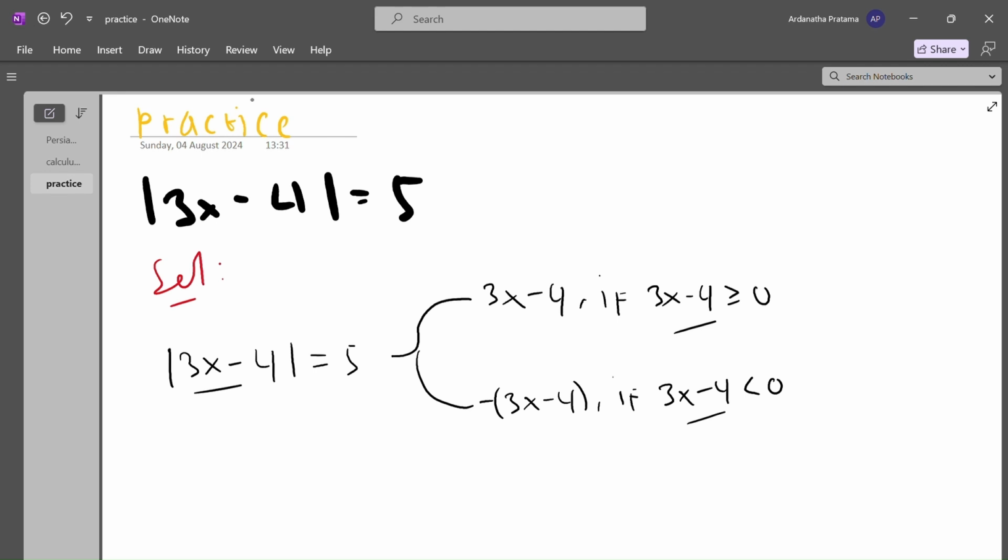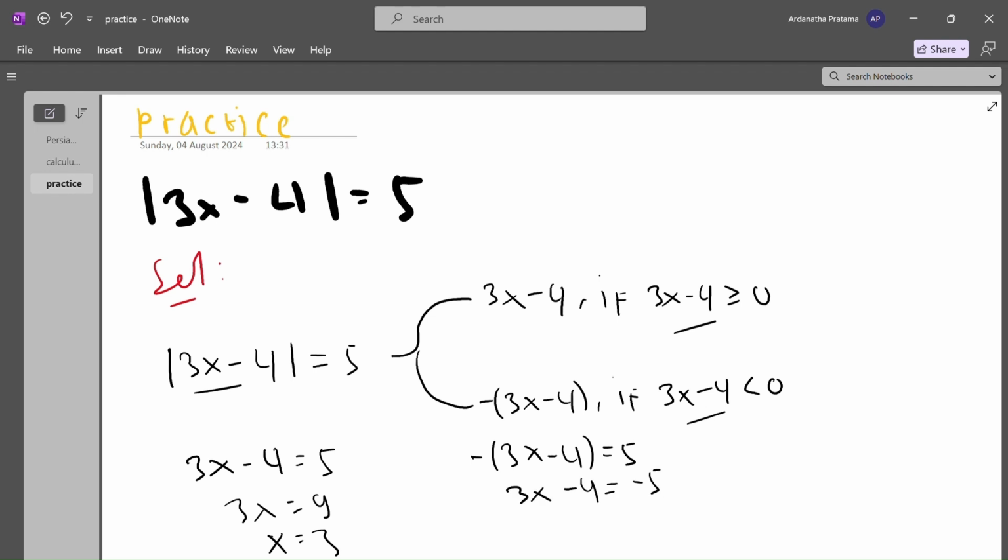So I will go to the first possibility. 3x minus 4 equals 5, and 3x equals 9, so x equals 3. For the second possibility, 3x minus 4 equals minus 5, so 3x equals minus 1, so x equals minus 1 over 3. So the solution is x equals 3, or x equals minus 1 over 3.